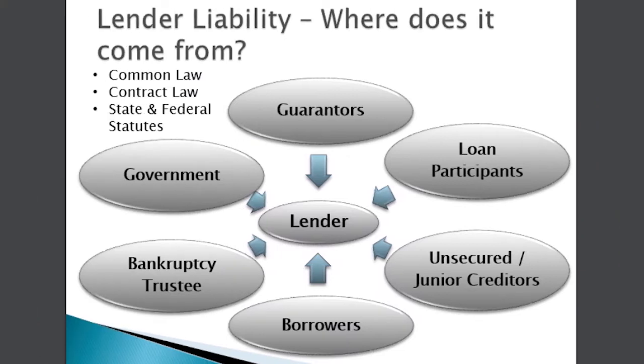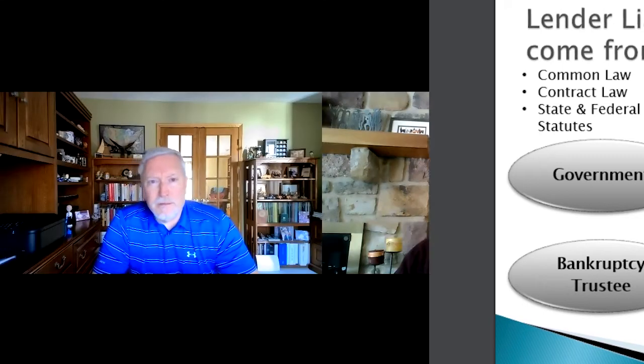It can come from any direction, Larry. Lender liability has basically sources in three buckets of law. One would be common law, second contract law, and the third state or federal statutes. And they can come from any direction, from, of course, borrowers and guarantors, but also governmental agencies, bankruptcy trustees, loan participants, and unsecured junior creditors. We're surrounded, and in difficult times, those lawsuits do percolate up quite a bit.